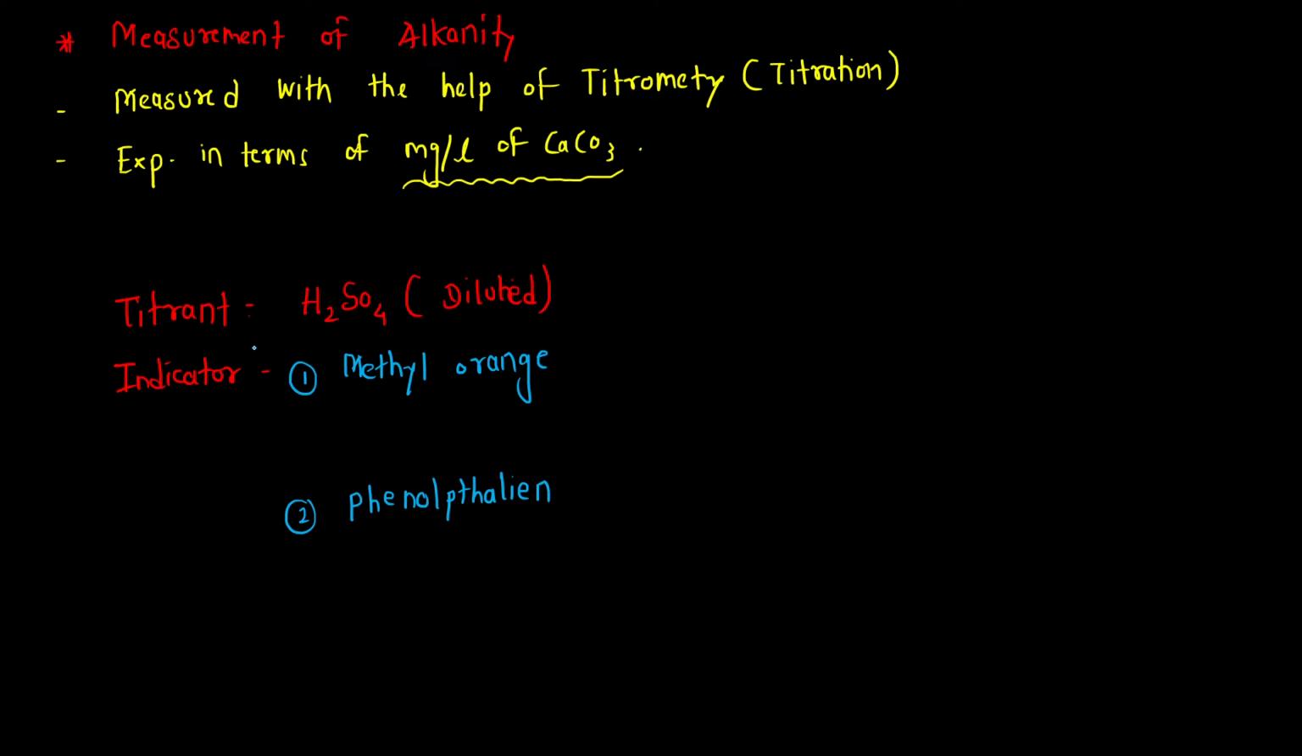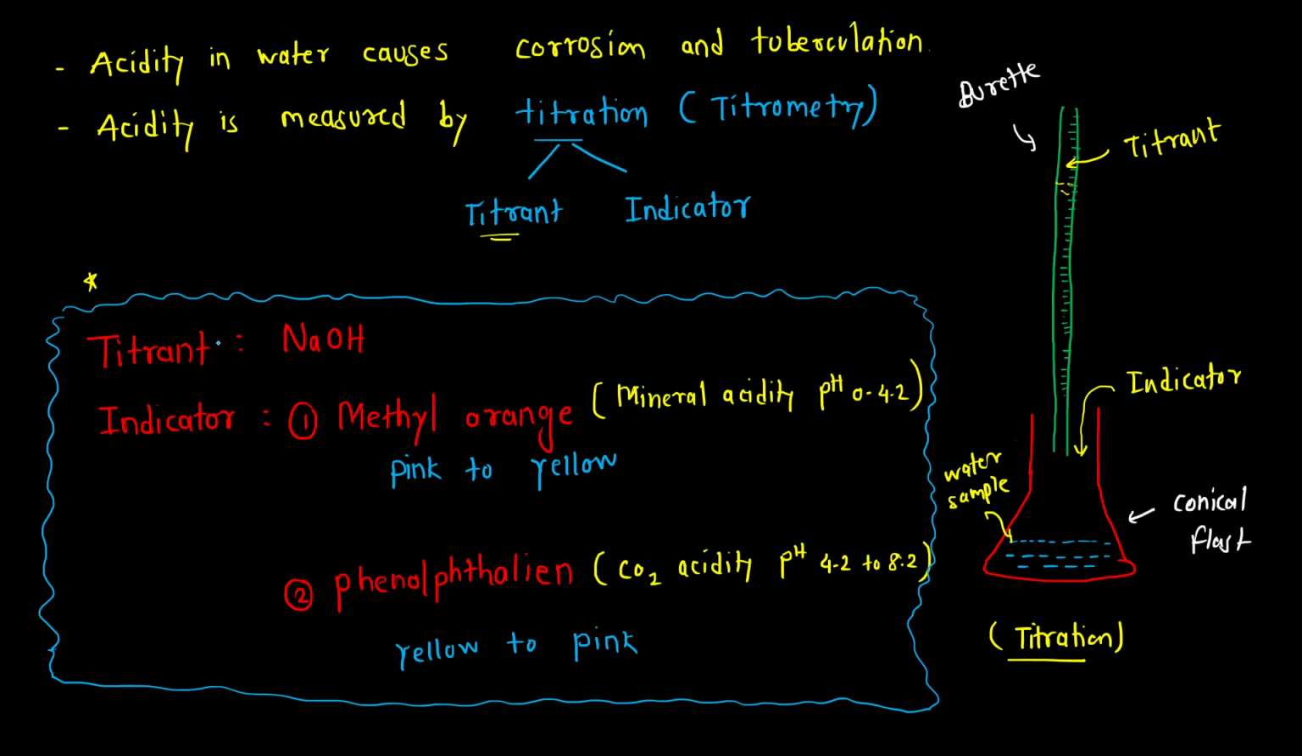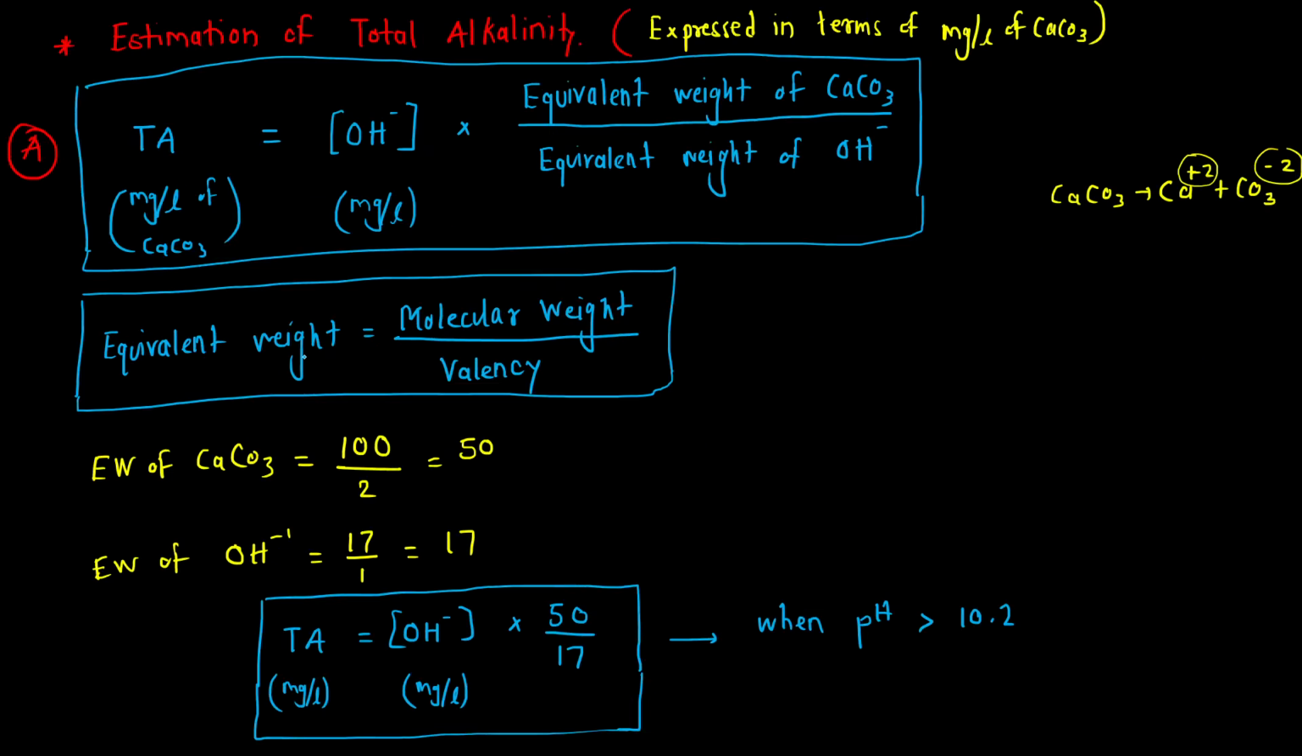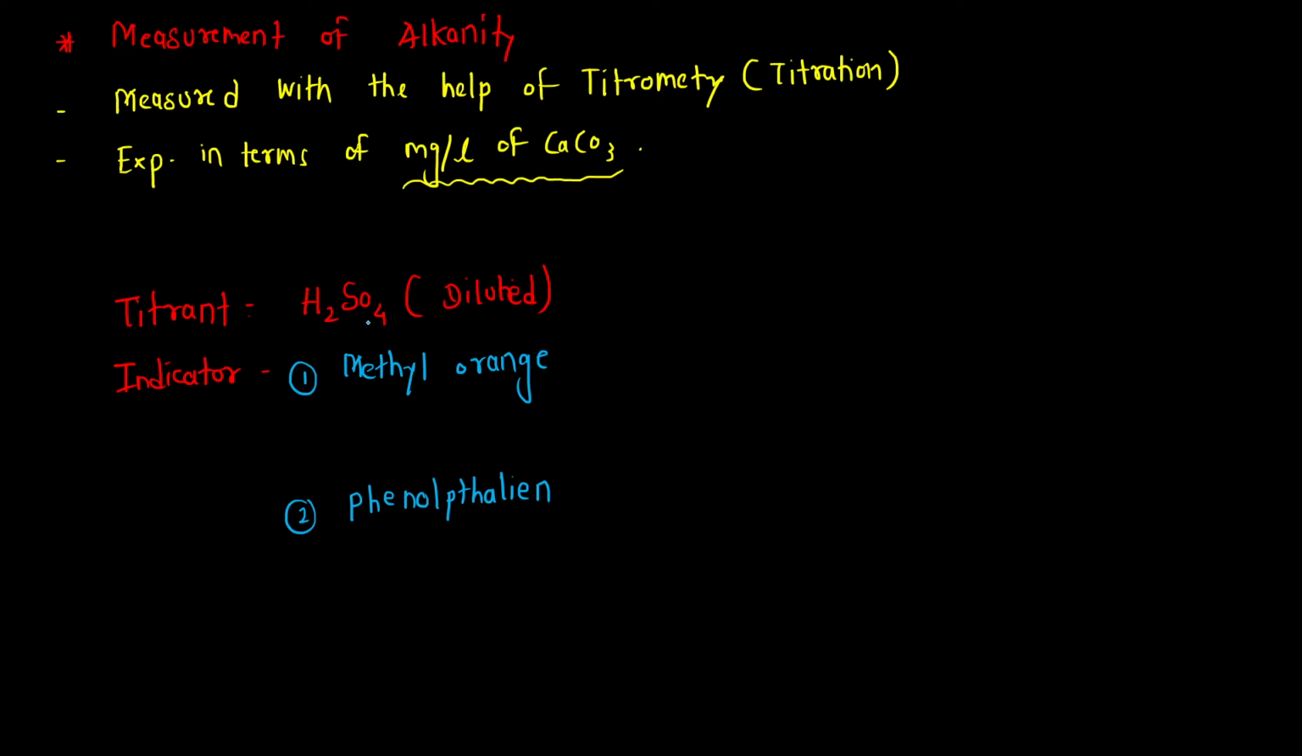What was the titrant used in acidity? The titrant used was NaOH, if you remember. In this case, the titrant is diluted H2SO4. Now we will write about the color change. If we use methyl orange, then the color change will be from yellow to pink. And in the case of phenolphthalein, the color change will be from pink to colorless. So you have to keep doing the titration till the pink color becomes colorless.